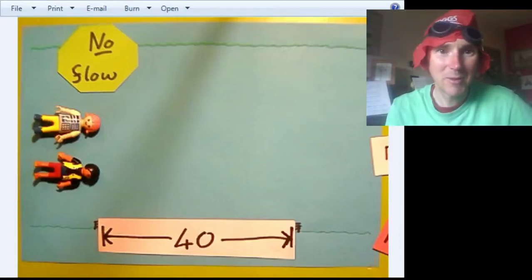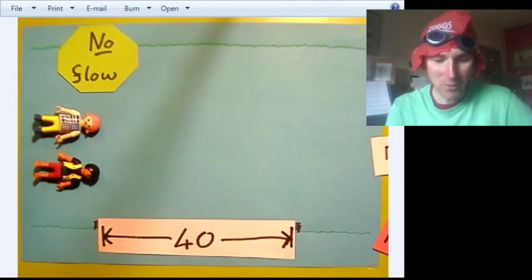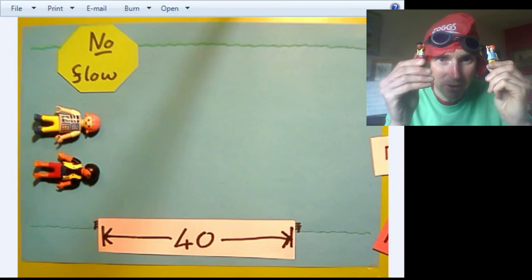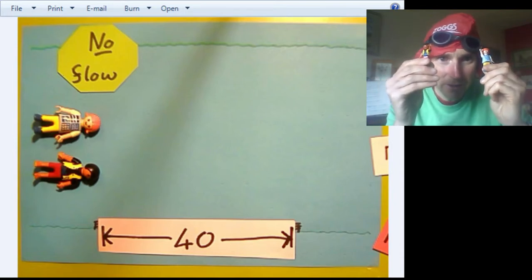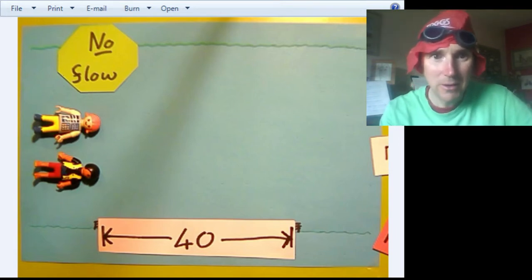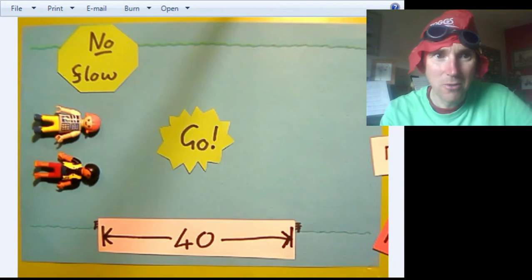Okay, welcome everybody. We're going to find out something about physics today with the help of my two friends, Amber here and Bertie. They're good friends and they're going to have a swimming race, so let's see how they get on. Okay, so in the swimming race, ready, steady, go!